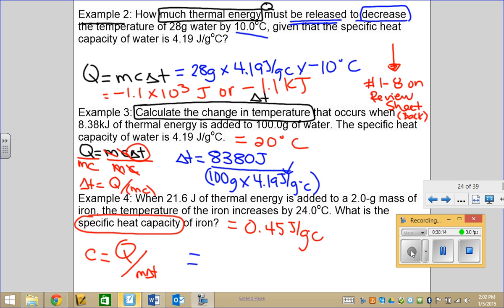In the last question, similar thing applies. 21.6 joules divided by, in brackets, 2 grams, and this time positive 24 degrees Celsius, because it said the temperature increased, not decreased. And that's how I came about this answer, 0.45.